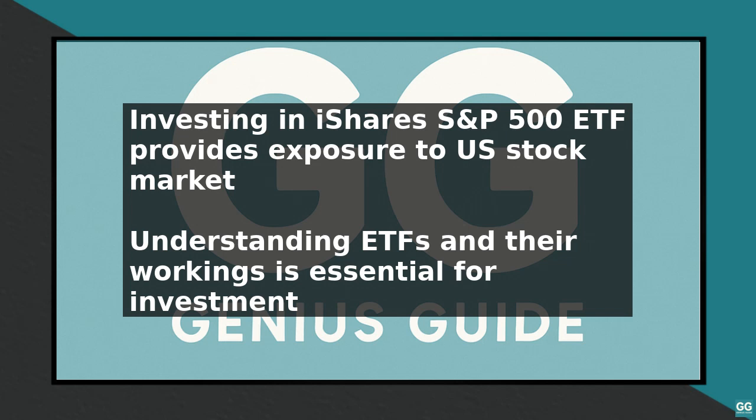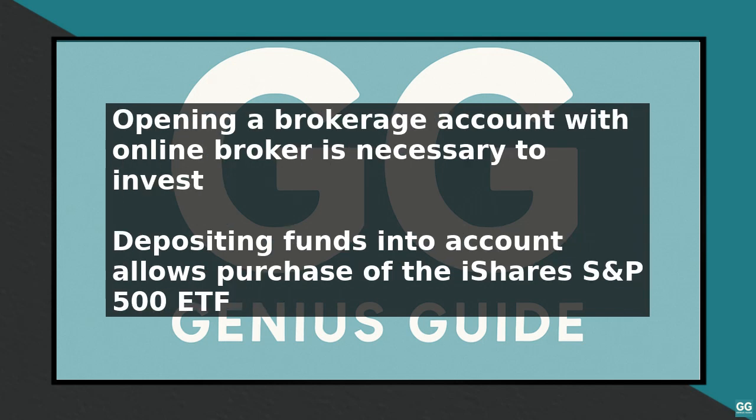To invest in the iShares S&P 500 ETF, you will need to open a brokerage account with a reputable online broker. This will give you access to a trading platform where you can buy and sell ETFs. Once you have opened your account, you can deposit funds into it, which you can then use to purchase the ETF.